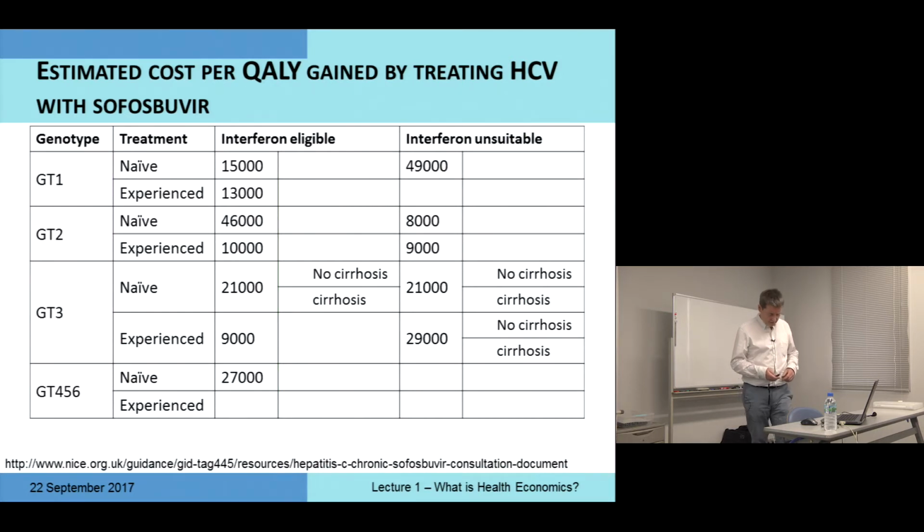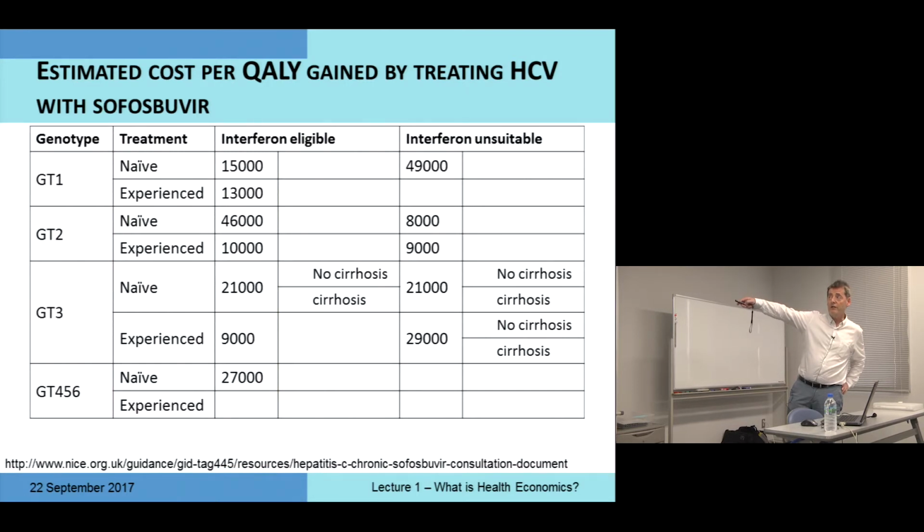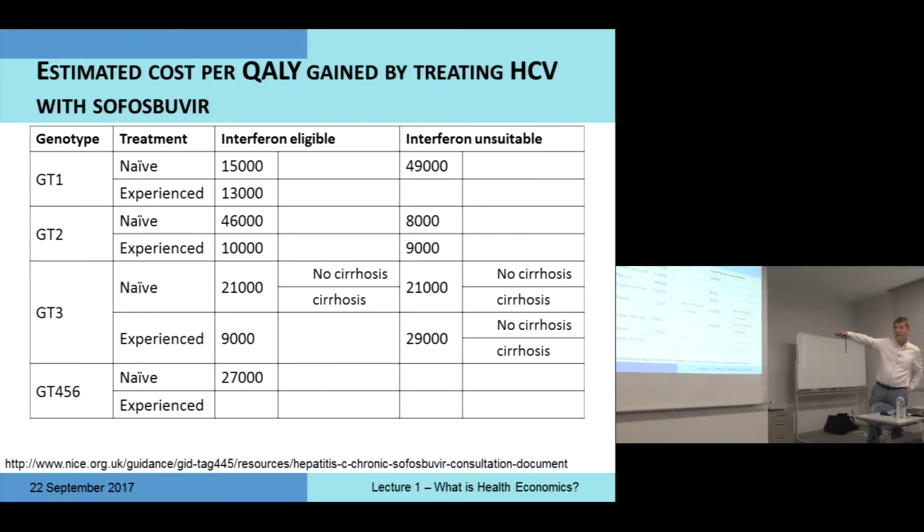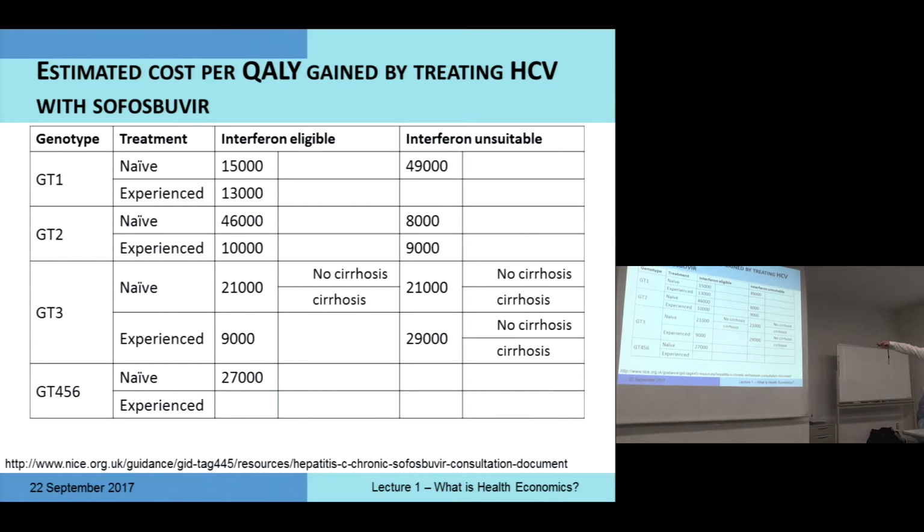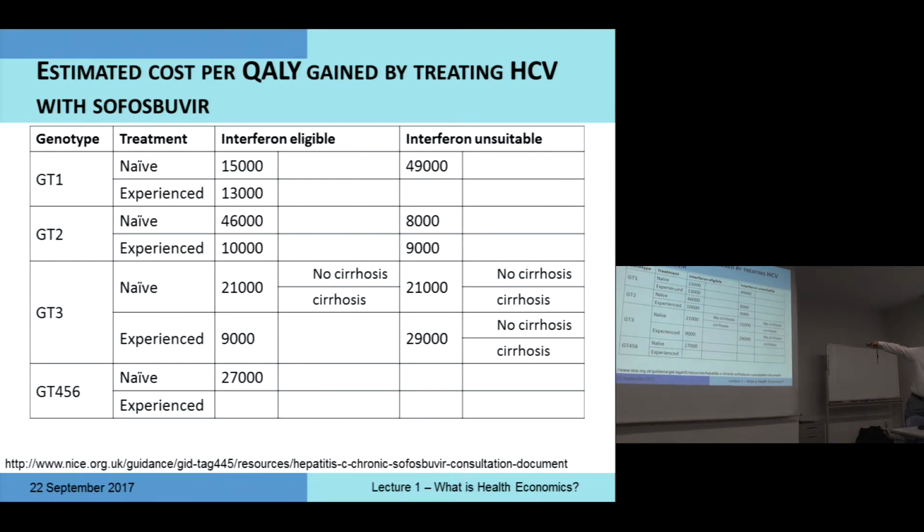and we looked across different genotypes. So there's, remember, genotype 1 and 3 are the main ones in England, certain amount of genotype 2, 4, 5 and 6, not very many. Another distinction here is, are you naive to treatment or have you experienced treatment already? Experienced and probably failed on treatment, presumably.